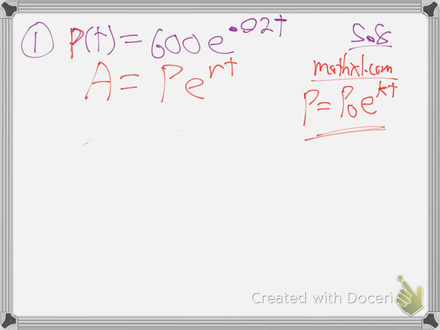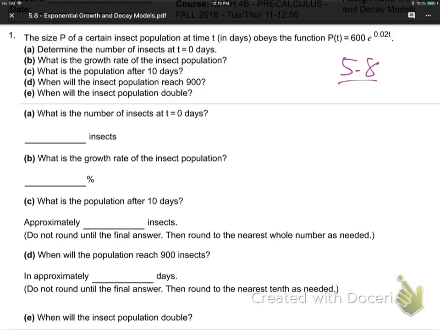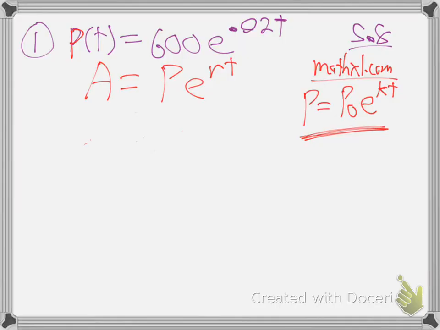I'm letting you know, they call it by this other name, but it's basically PERT. They're just using different letters. It's the same thing. So I'm just going to use PERT because you're used to PERT, and I think that'd be easy. So here we go. What's their first question? Determine the number of insects at t equals 0. So question A, the number of insects at time 0. So how do you find the number of insects at time 0?